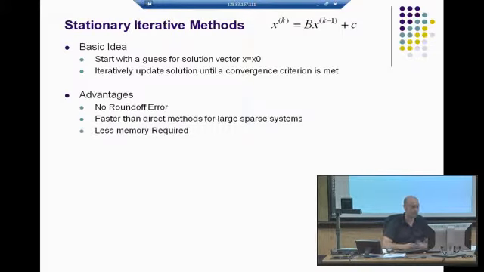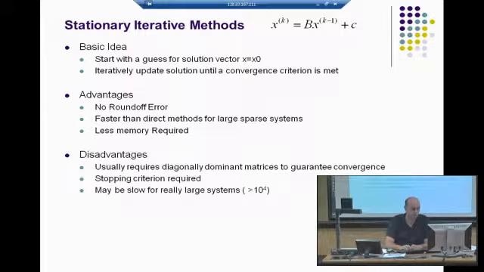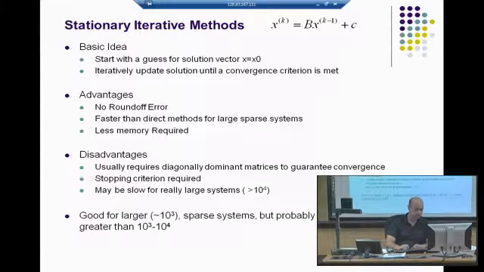Some of the advantages are, well, I shouldn't say there's no round-off error, but the round-off error doesn't propagate and there's not as much. It can potentially be faster than direct methods, and there's a little less memory required, particularly for sparse systems of equations. Some of the disadvantages are they often require the system to be diagonally dominant or positive definite. You do need to tell it when to stop. There's no exact answer. It's an approximate answer, and you have to tell it how much error you're comfortable with. And it can be faster than direct methods, but these stationary iterative methods can still be slow for large systems of equations. Then we go to the non-stationary iterative methods, which are beyond the scope of this course.